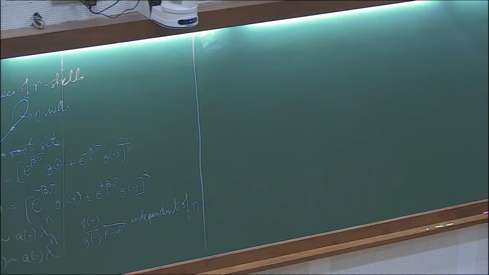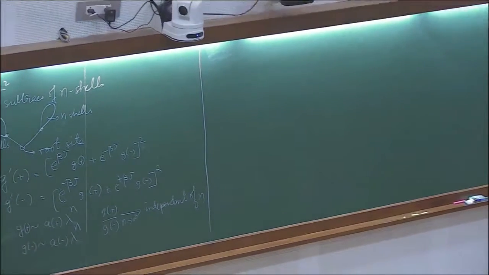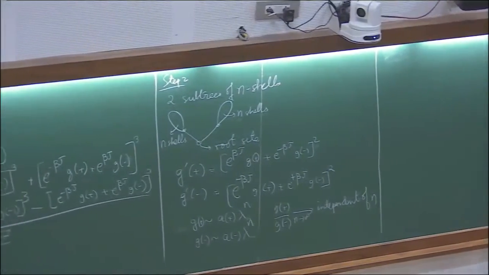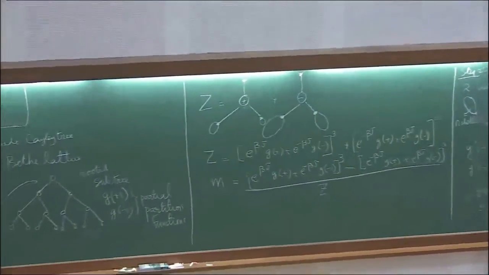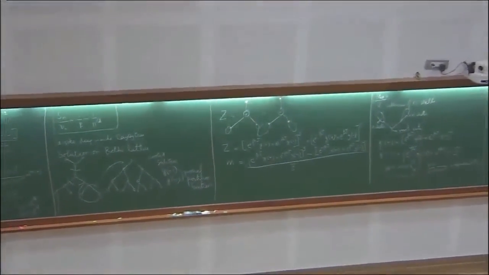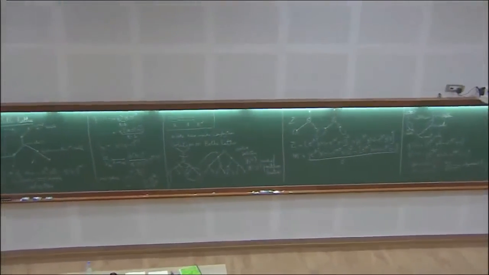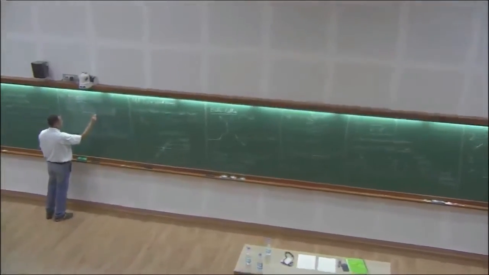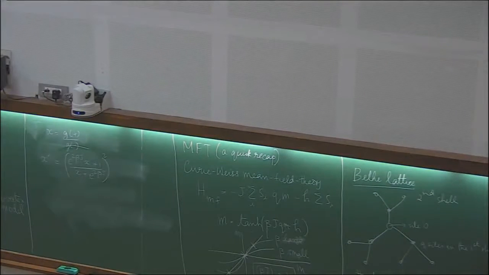Okay, so I'll denote x as g plus by g minus. If I take that equation there and I take the ratio, I get x prime. So x is this ratio of g plus to g minus. x prime is the ratio in the next shell as compared to x. And these x's are going to be independent of how many shells you have. Is that point clear?